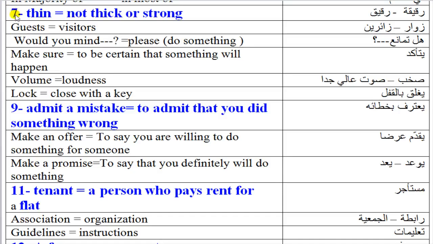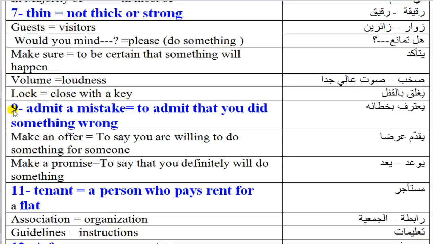Exercise 7 words. Thin, not thick or strong. Guests, visitors. Would you mind? Please do something. Make sure, to be certain that something will happen. Volume, loudness. Lock, close with the key.